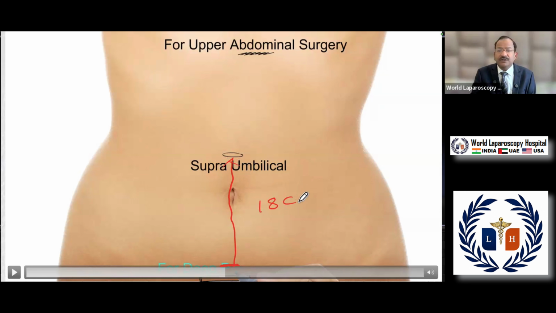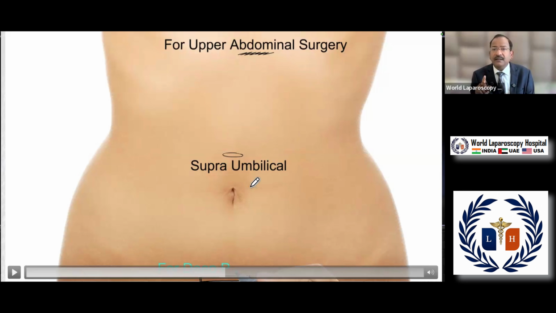And here also we should not consider the umbilicus to calculate, because with parity the umbilicus descends down. In nulliparous, the umbilicus is up, and if the patient becomes multiparous, the umbilicus goes down, and with obesity also the umbilicus will be down. So, do not use the umbilicus to calculate how much supraumbilical. We should calculate from the upper border of the pubic symphysis, and then you will decide where to put the port.